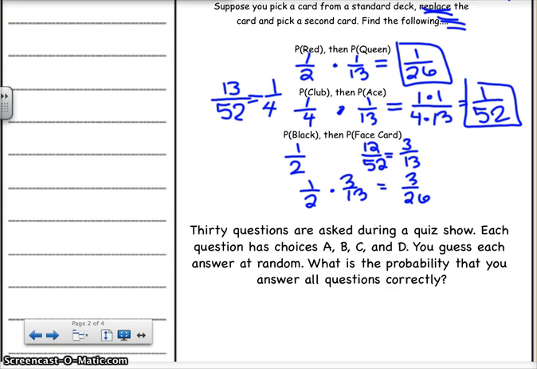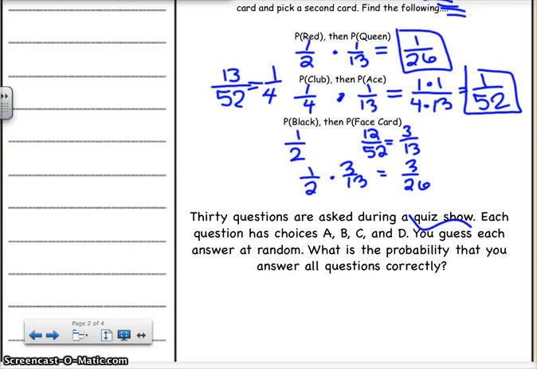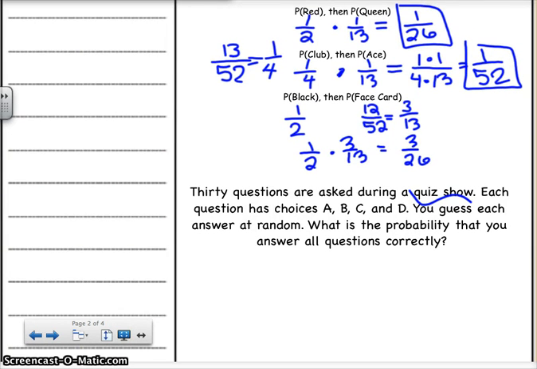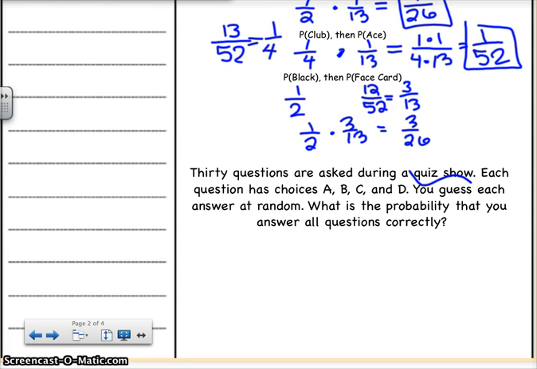Let's assume there's 30 questions on a test or quiz show. Each question has 4 possibilities, A, B, C, or D. You guess each answer at random, meaning you are using no logic at all. You're just doing random guesses. What is the probability that you will get them all right?